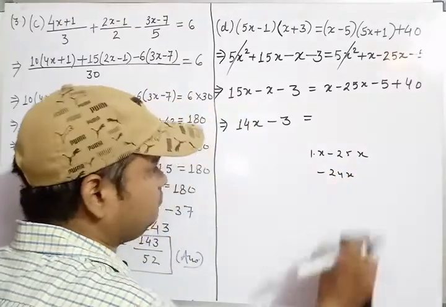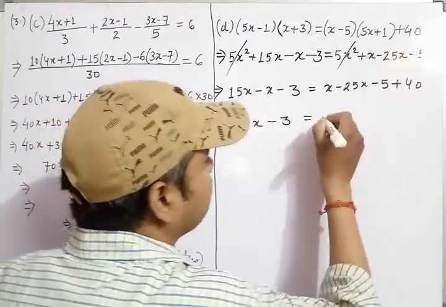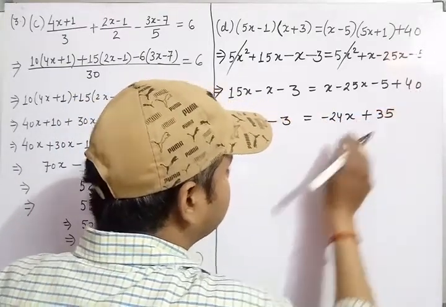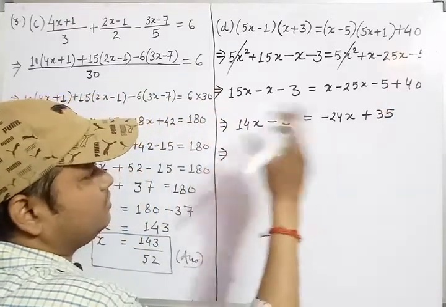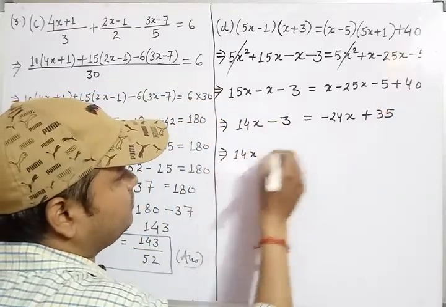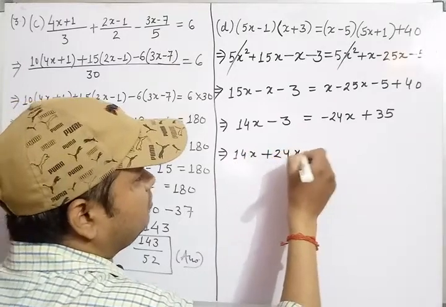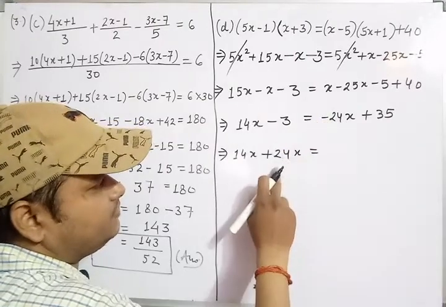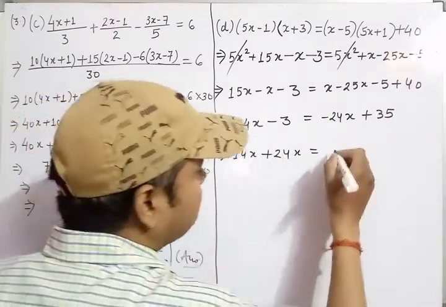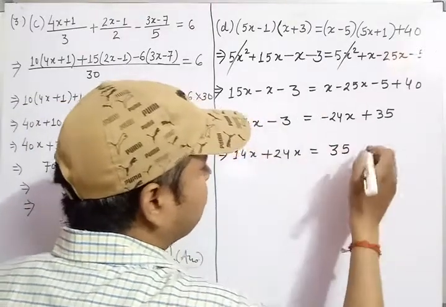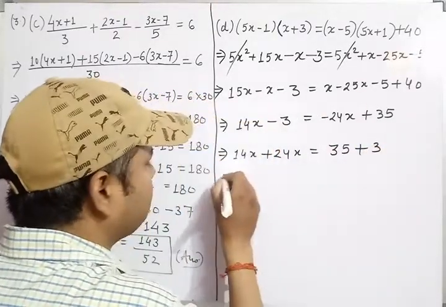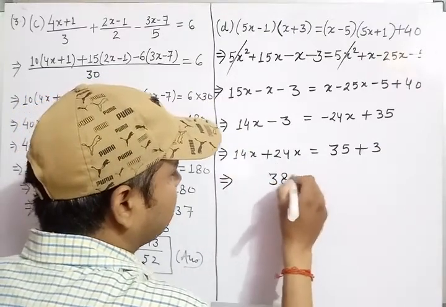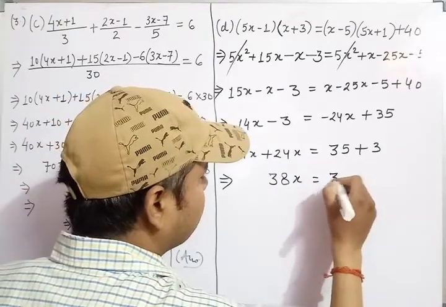Okay, I have explained many times. Minus 24x, and here minus 5 plus 40 means plus 35. Now we have to apply the transposition method. So we have to shift this 24 to RHS, because this 24 has a negative sign. So after shifting, the sign of 24 will be changed, and here again we have to shift this minus 3, then we have to write plus 3. Now 14 plus 24 is 38, and here 35 plus 3 is 39.